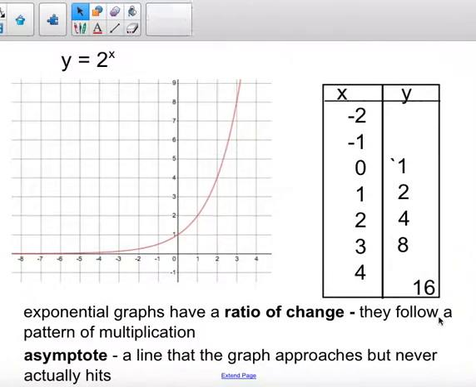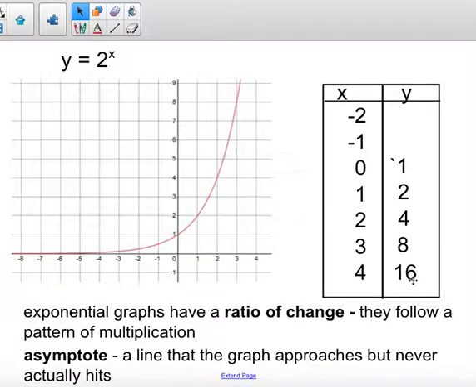As we do that math, we can see a pattern emerging to our y values as x goes up. We've got 1, 2, 4, 8, 16. We're not adding the same amount every time like we do with a linear function. Instead, we're multiplying by an amount. We're multiplying times 2, times 2, times 2, times 2 to find the values of our table. And this is called a ratio of change. So exponential graphs have a ratio of change. They follow a pattern of multiplication.